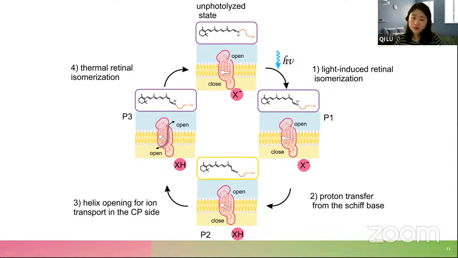Then this conformation change will change the state from P2 to P3, and P3 is the name for channelrhodopsin in the open state. Then channelrhodopsin 2 can automatically go back into the closed state through thermal retinal isomerization. However, for some other optogenetic tools, you may need to capture another photon to close the channel.